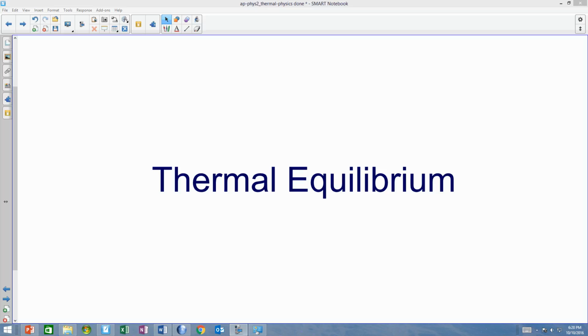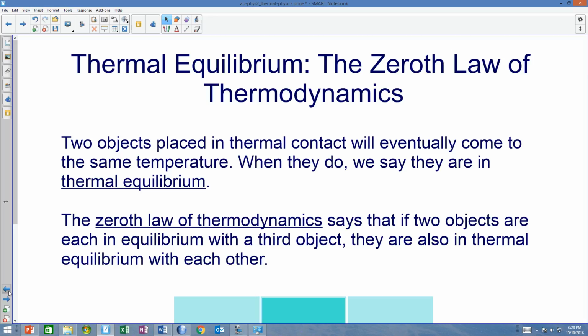In this video, we'll cover thermal equilibrium. So what is thermal equilibrium? Well, if we take two objects and place them in thermal contact, eventually they'll come to the same temperature. When they do, we say that they are in thermal equilibrium.